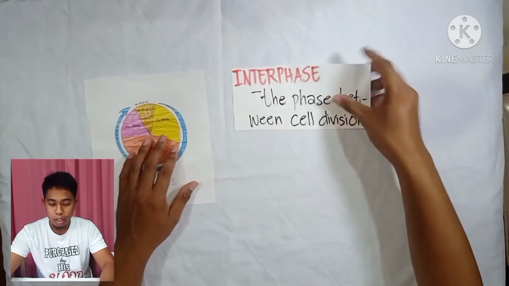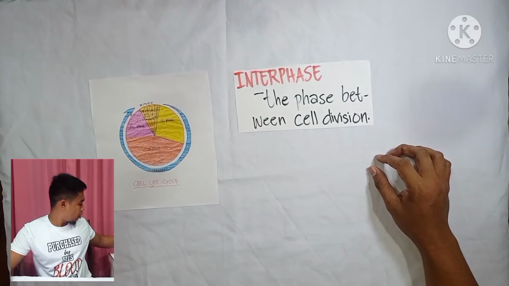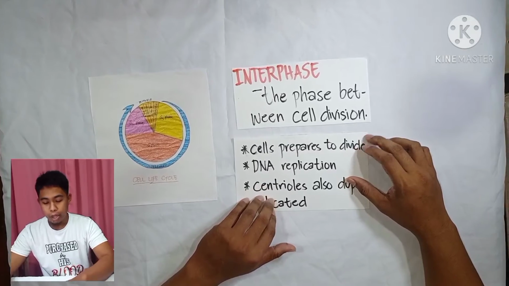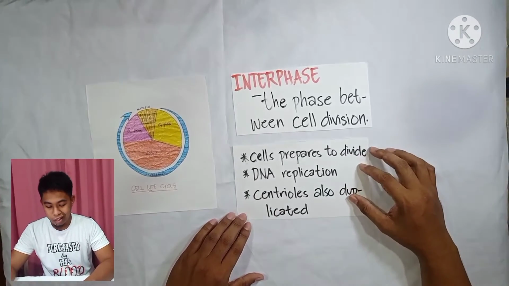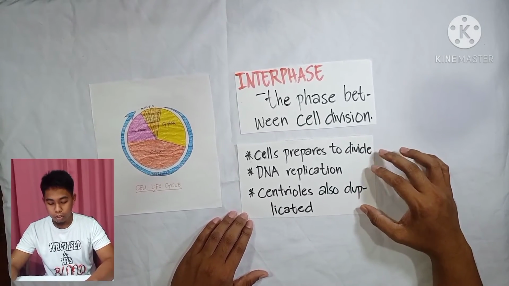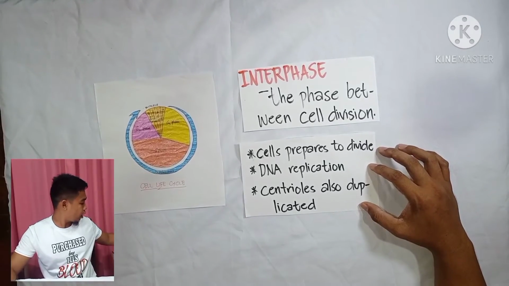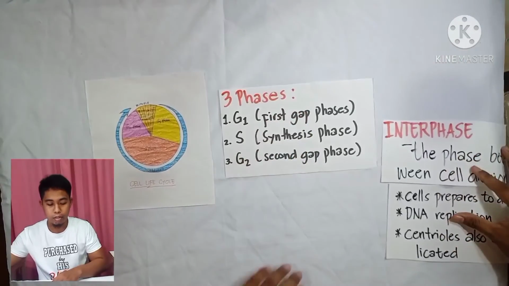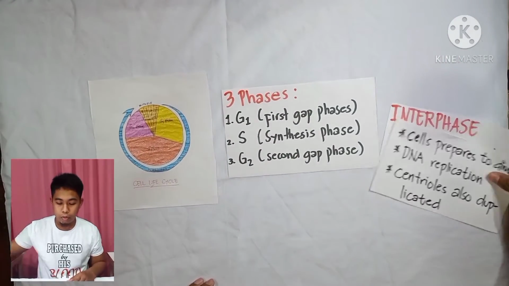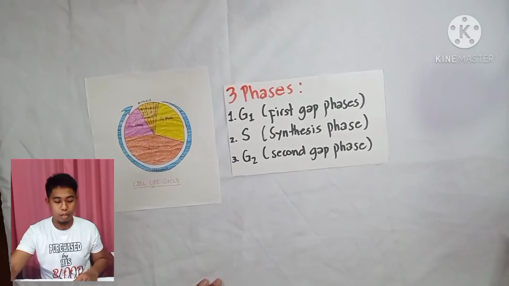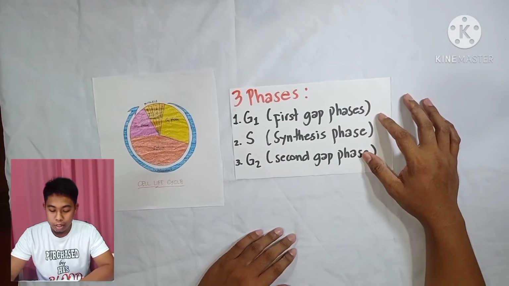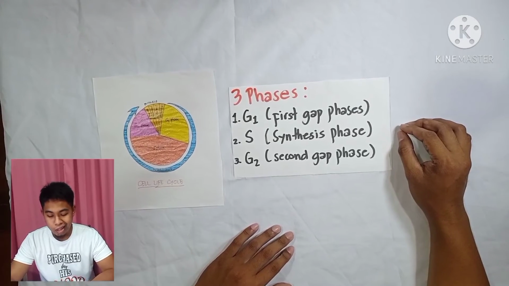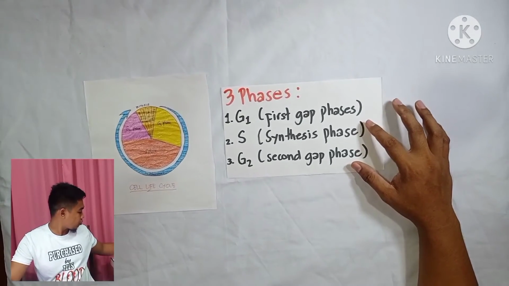Interphase is the phase between cell divisions. In this phase, the cell prepares to divide, DNA is replicated, and centrioles are also duplicated. It is divided into three phases: G1, which means first gap phase, S, which means synthesis phase, and G2, which means second gap phase.